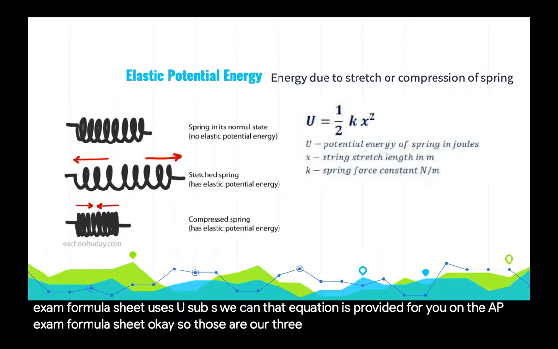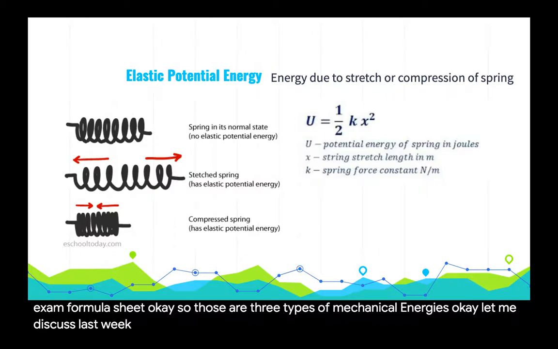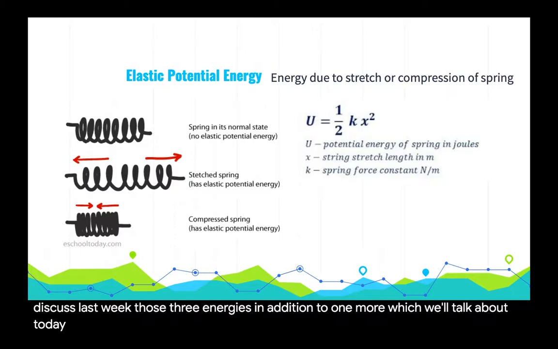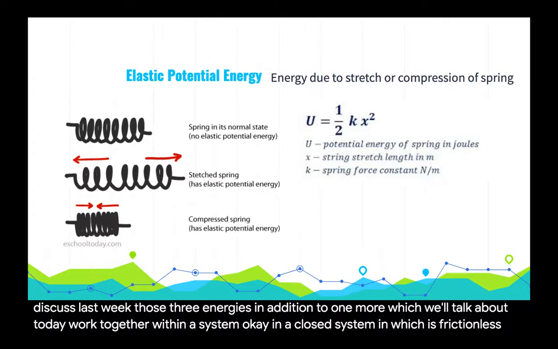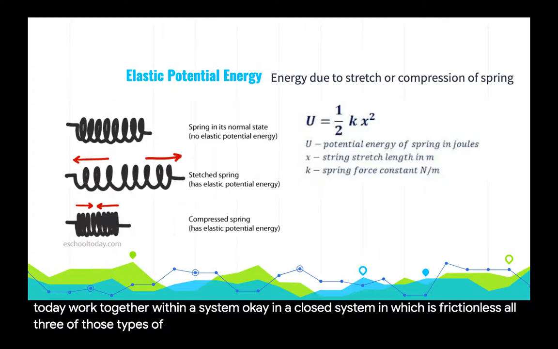Okay, so those are our three types of mechanical energies that we discussed last week. Those three energies, in addition to one more, which we'll talk about today, work together within a system. In a closed system which is frictionless, all three of those types of energies must be conserved.